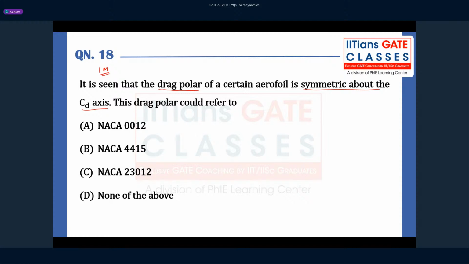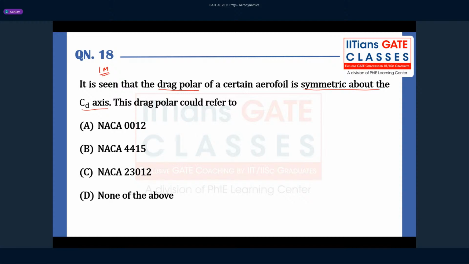Okay. So they are talking about drag polar here in this question, right? And they've given you 3 aerofoils as options, right? So let's understand what these aerofoils mean. You see here, they are all named by NACA, so these are NACA nomenclatures. The first option is NACA 0012. Second is NACA 4415, and then NACA 23012, which is a 5-digit NACA airfoil, and option D is none of the above, right? So how do we go about this?